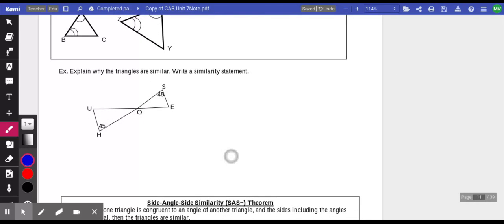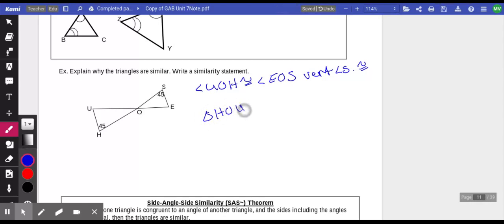So I know these triangles are similar because angle UOH is congruent to angle EOS. Vertical angles are congruent, and therefore triangle HOU is similar to triangle SOE by angle-angle similarity.